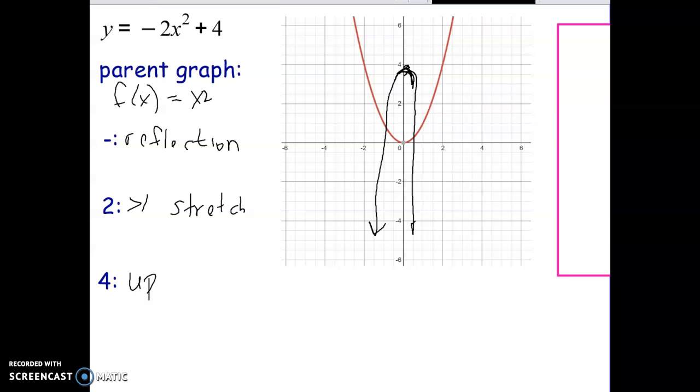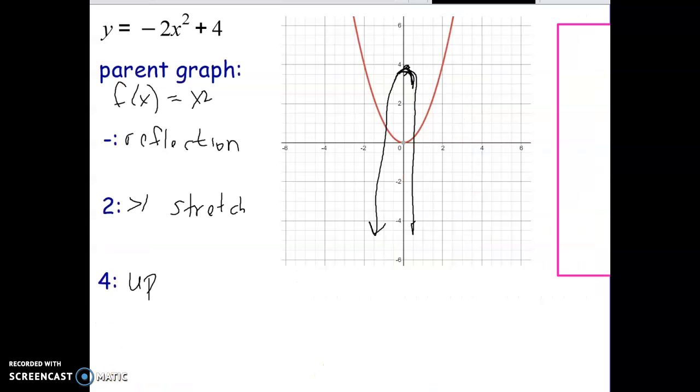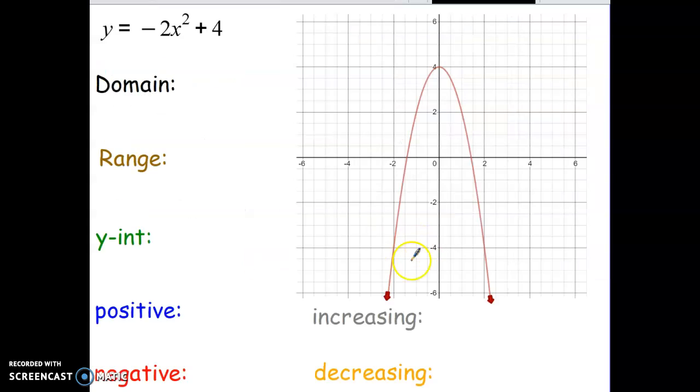All right, let's look at some key features. So I asked Desmos to graph that for us. It might be a little bit easier to see the key features from the Desmos graph. All right, domain. So these arrows tell me it's going on and on forever left, on and on forever right. So my domain, -infinity to +infinity.